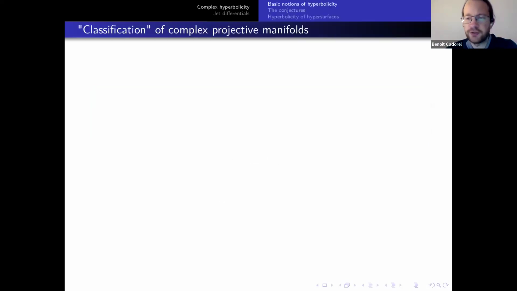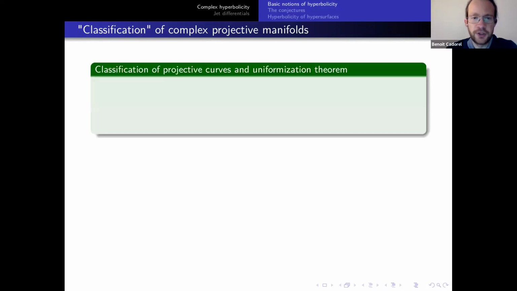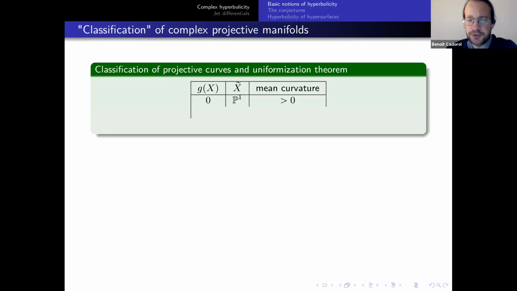So in this setting, the idea is that we are trying to better understand the classification of projective manifolds, and more precisely the manifolds of general type. So let me begin by recalling what happens in dimension 1. In the case of projective curves, of course, we have the uniformization theorem, and everything boils down to saying that if we know the genus of a curve, we have a lot of information.